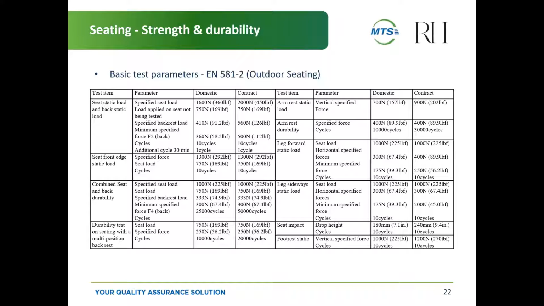Strength and durability continued. And now this one is for the outdoor seating. Again, looking at the specific loads, what type of chair it is, what type of testing needs to be done. For the static load, the back static load, seat front edge, a combined seat and back durability. So again, running through the cycles, you can see some of these range from 10 cycles or a certain cycle at certain minutes, as well as some are running up to 25 to 50,000 cycles or more.